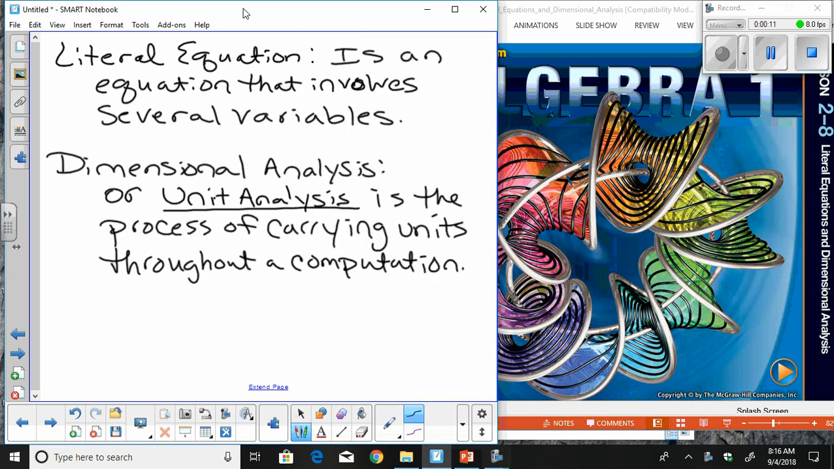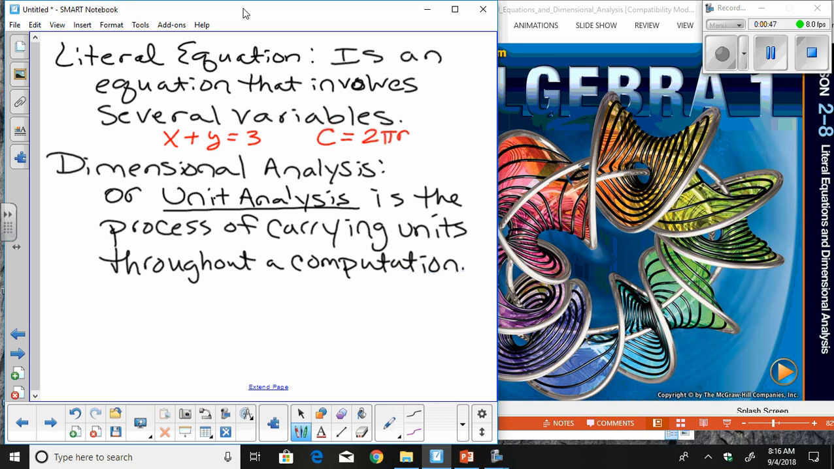A literal equation is an equation that involves several variables. For instance, x plus y equals 3. That is our literal equation. And what we'll be doing with it is solving for either x or y. Sometimes it might be something like C equals 2 pi r, and we'd have to solve for r. It may have x equals abc, and have a lot of variables in it.